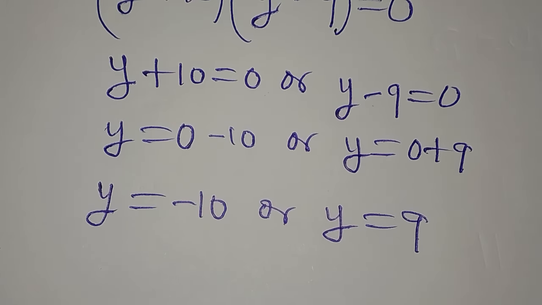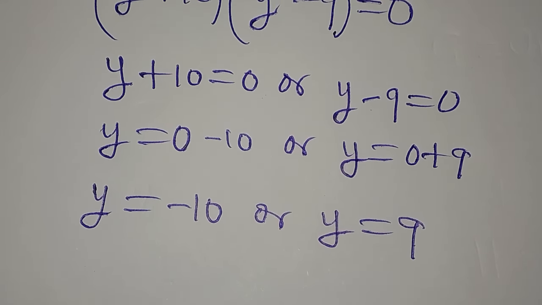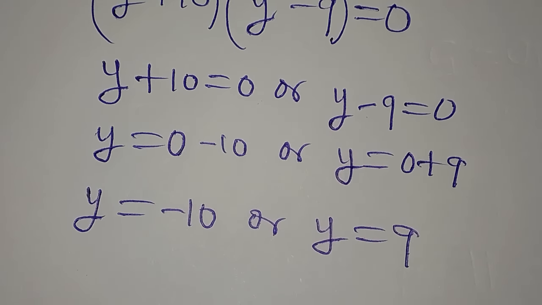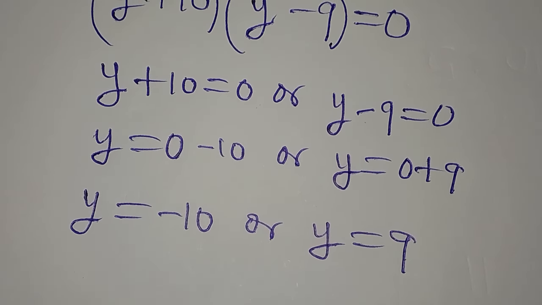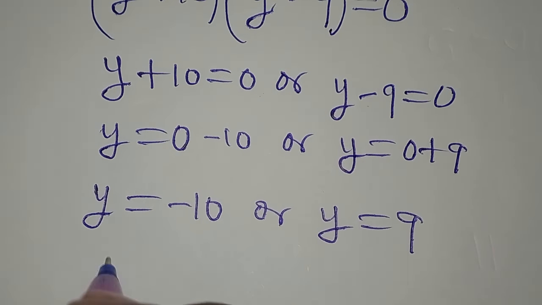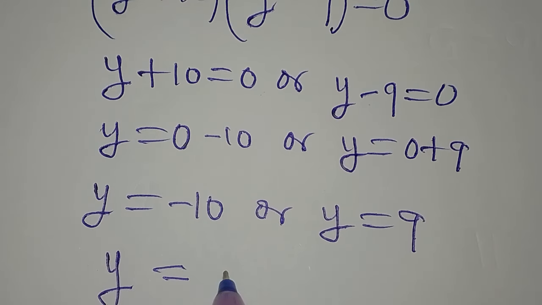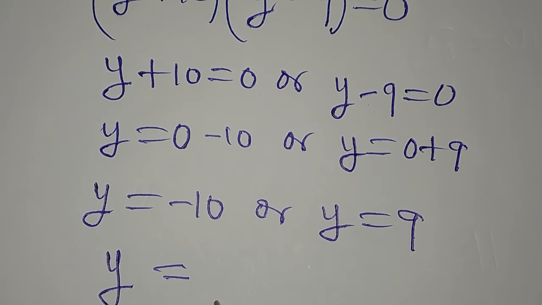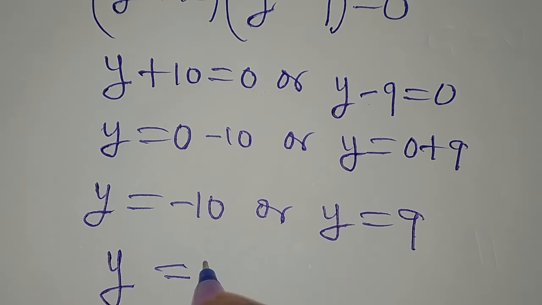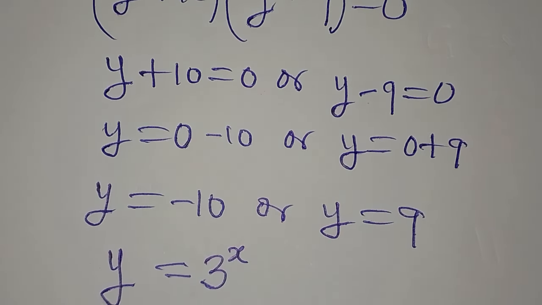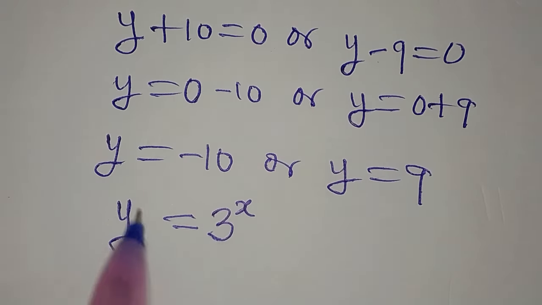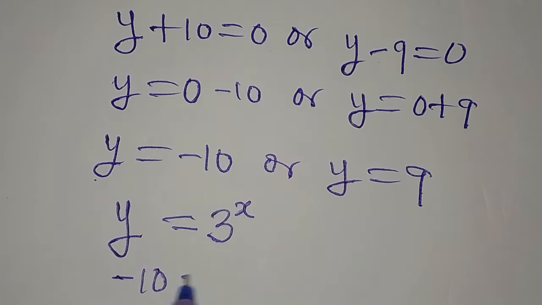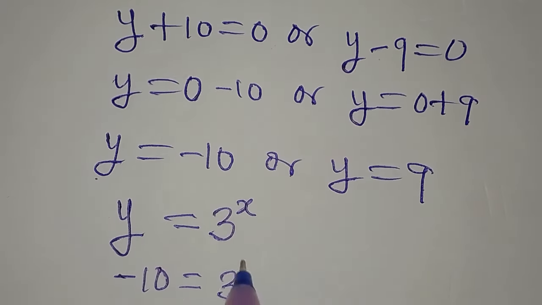To go ahead with this, remember we did not even have y in the equation. At some point we had to bring in y, but we said let y be equal to 3 to the power of x. Yes, 3 to the power of x is y. Now that we also have y to be minus 10, let's put it in here. We have minus 10 to be equal to 3 to the power of x.